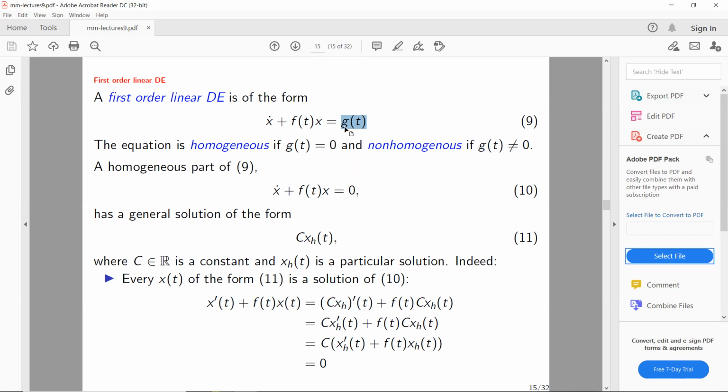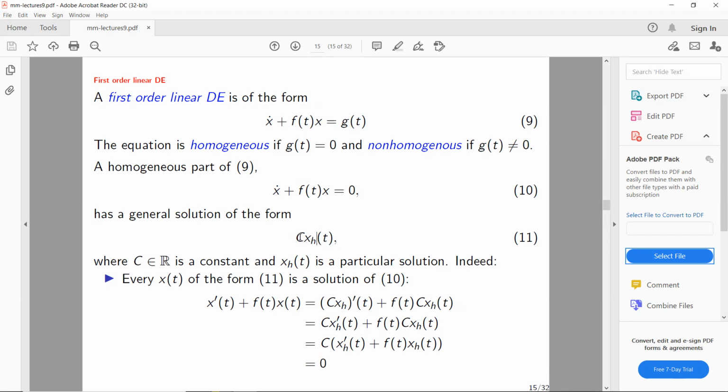So how to solve such a first order linear differential equation? It's called non-homogeneous. We have to solve the homogeneous part. So we first put g to 0, solve the homogeneous part by separation of variables. The general solution of the homogeneous part is some constant times some particular solution. So it's enough to find one particular solution of the homogeneous part and multiply it by a constant. Those are all solutions of the homogeneous part.